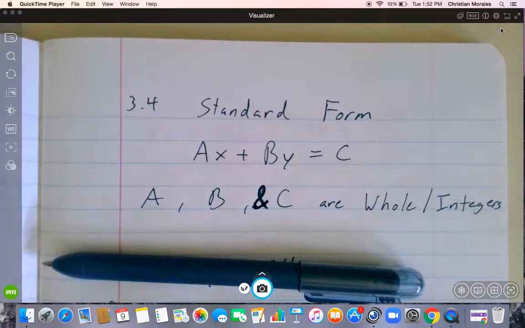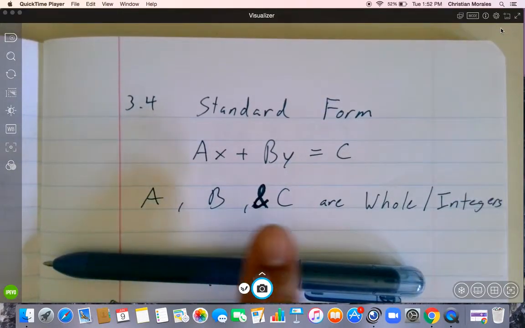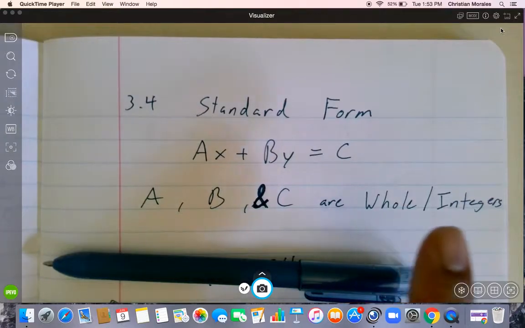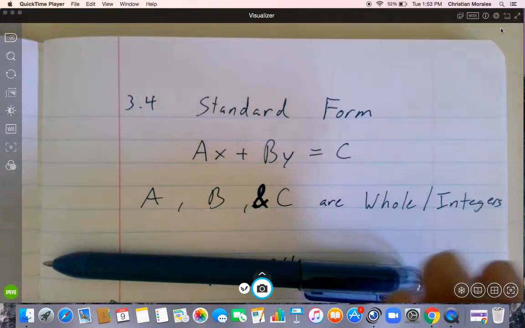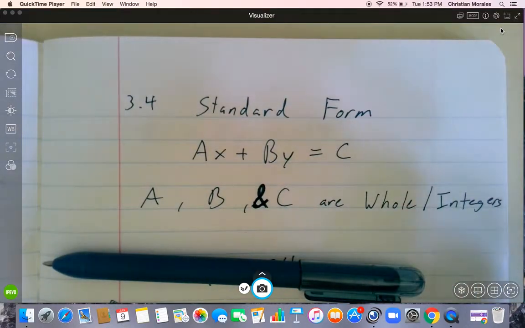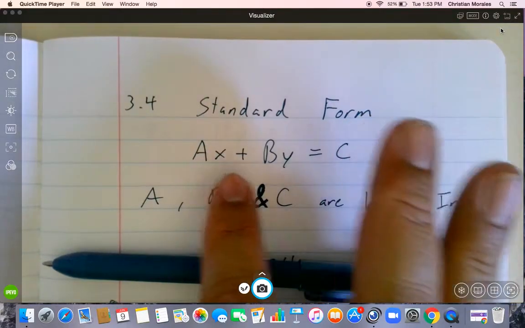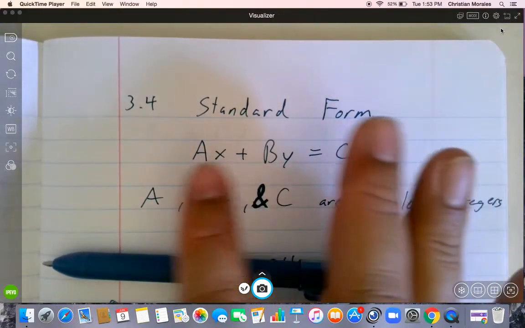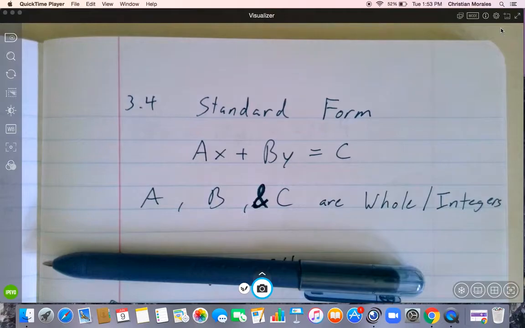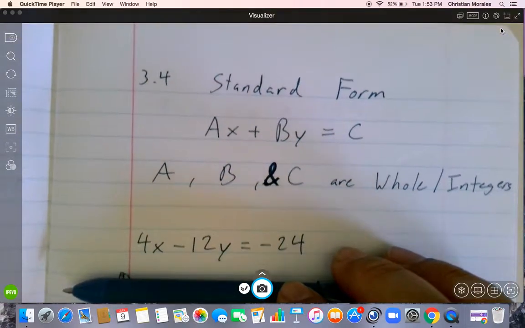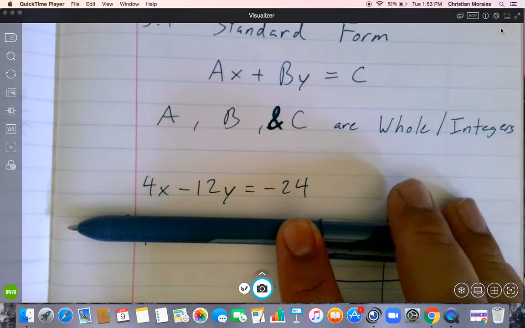Now here's the difference. In the other problems, you could have decimals and fractions. You are not allowed to have decimals and fractions in standard form. A, B, and C are either whole numbers or integers, which means you can have negative and positive numbers, but you cannot have fractions or decimals for A, B, or C. Now you can plug in fractions and decimals, but A, B, and C need to be whole numbers or negatives. So something like this would be totally acceptable.